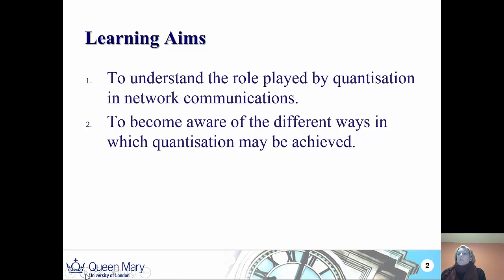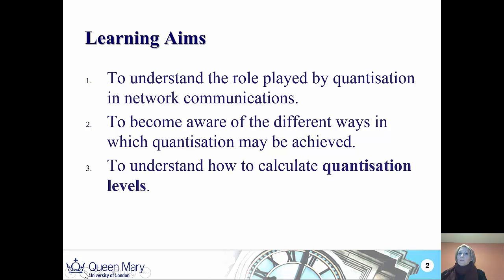We want to become aware of the different ways in which quantization may be achieved. So there's a number of different ways which vary in terms of the amount of levels, for example, the amount of information which is communicated in each quantized level. So they have different levels of efficiencies. The different types include linear, non-linear, and compounding.